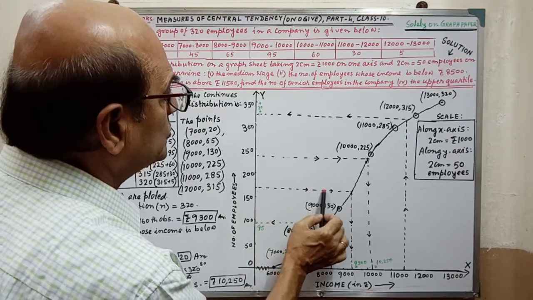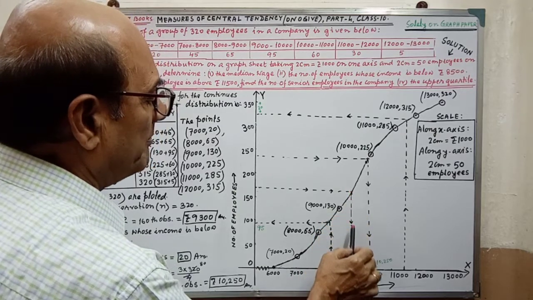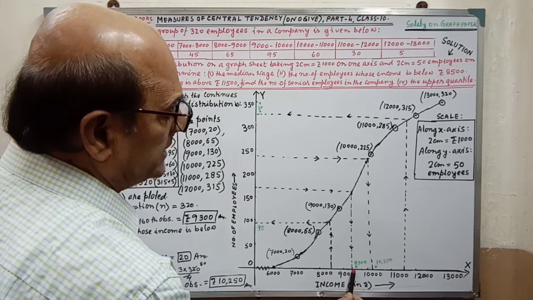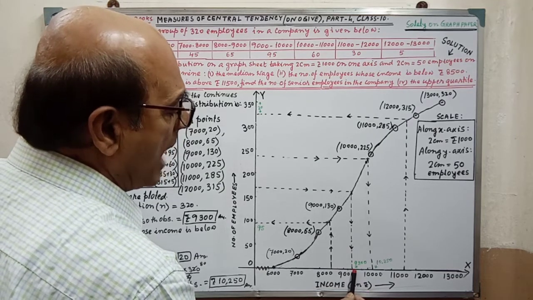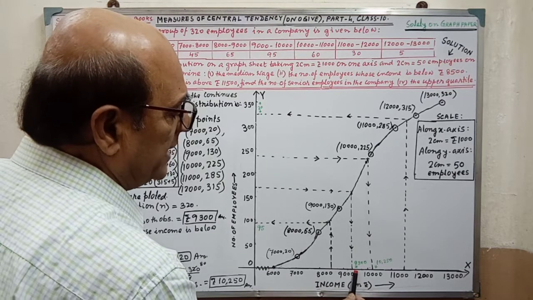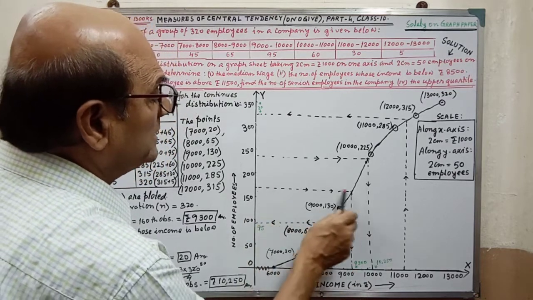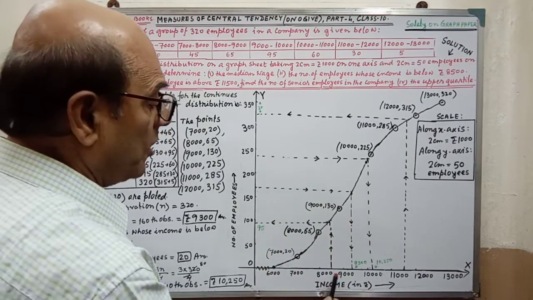That we have to draw parallel line with x-axis. Then we have to draw the perpendicular on x-axis. At which point it will meet, that will be the value of median. Here it is meeting approximately 9300, that is the median. And after drawing this you have to put this arrow, otherwise it will be wrong.